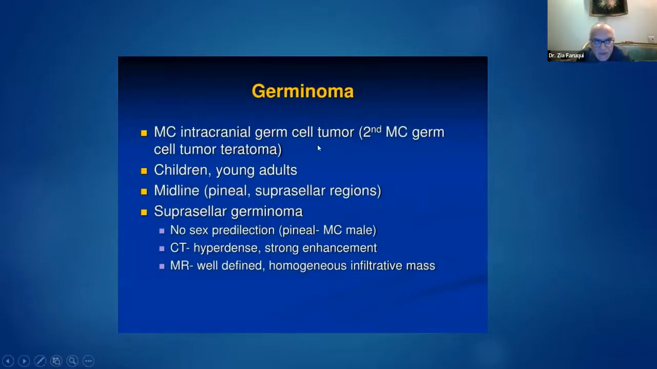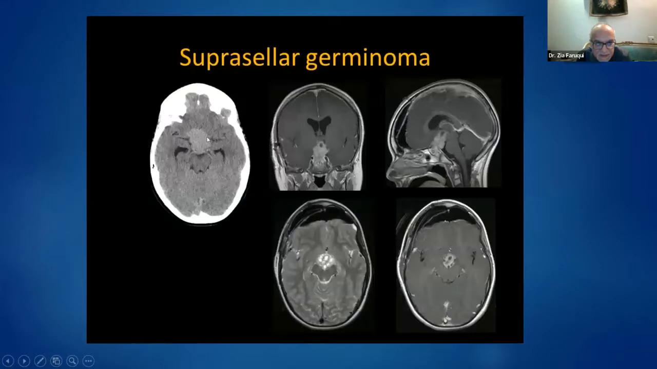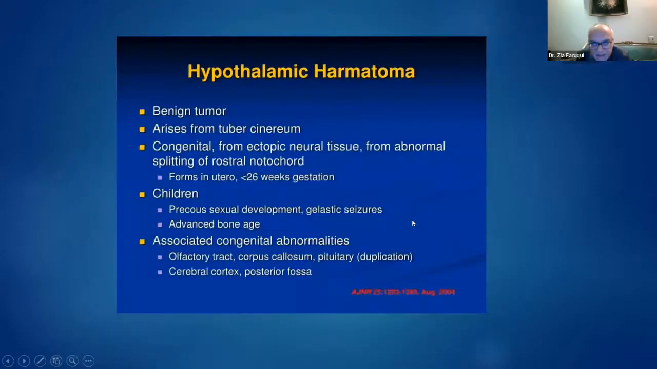Germinomas are the most common intracranial tumor seen in children and young adults, commonly seen in the pineal gland. Suprasellar germinomas have no sex predilection. Pineal tumors are more common in males. On CT, they're hyperdense with strong enhancement. On MR, they are hyperdense tumors, so they will appear as dense on CT. They show diffuse homogeneous enhancement, irregular margins, and they will.